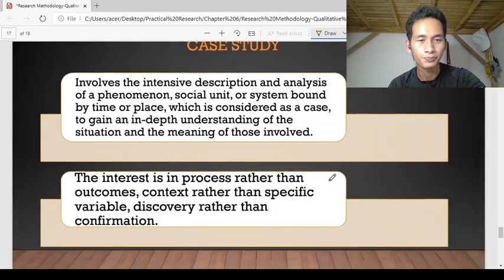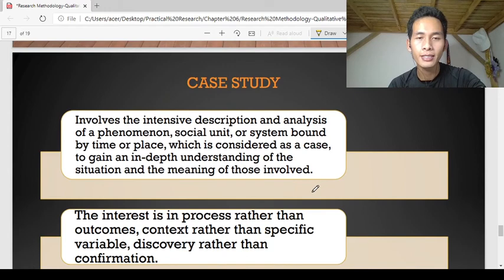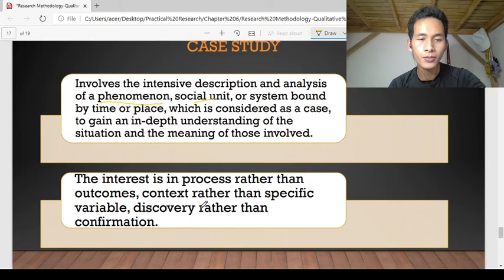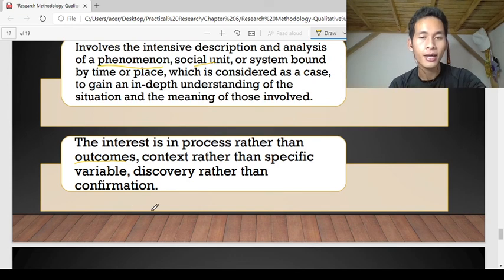So, let us go through them one by one. The case study involves the intensive description and analysis of a phenomenon, social unit or system bound by time or place, which is considered as a case to gain an in-depth understanding of the situation and the meaning for those involved. The interest is in the process rather than outcome. So, the interest is focused on the process, not on outcomes. Context rather than specific variable, discovery rather than confirmation.